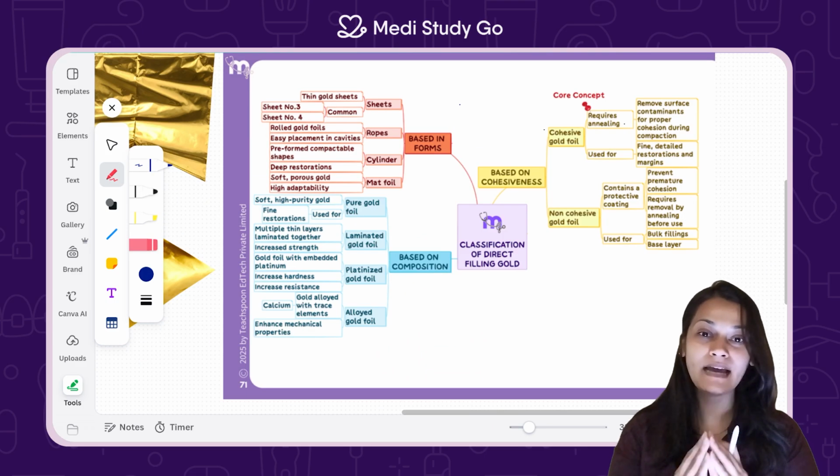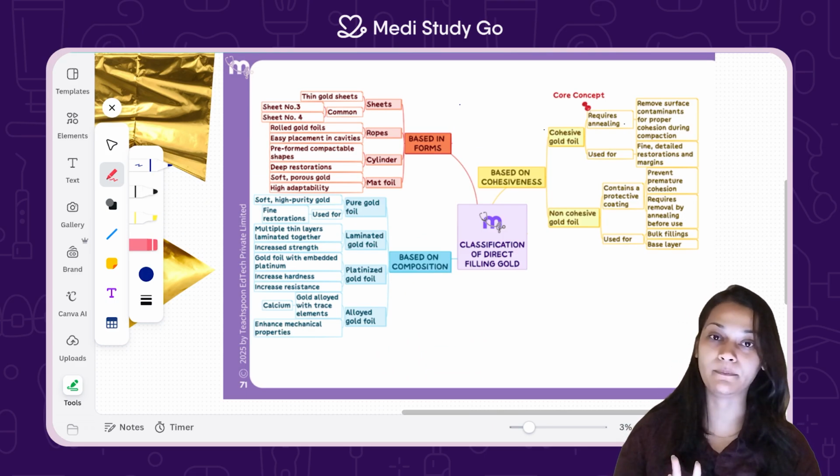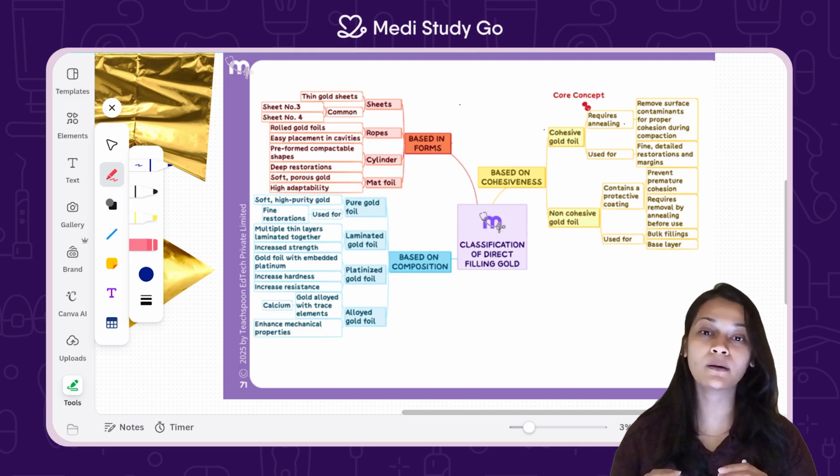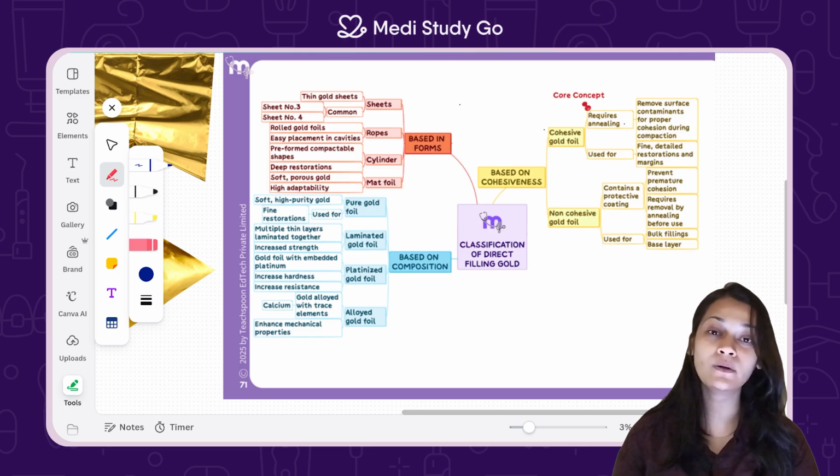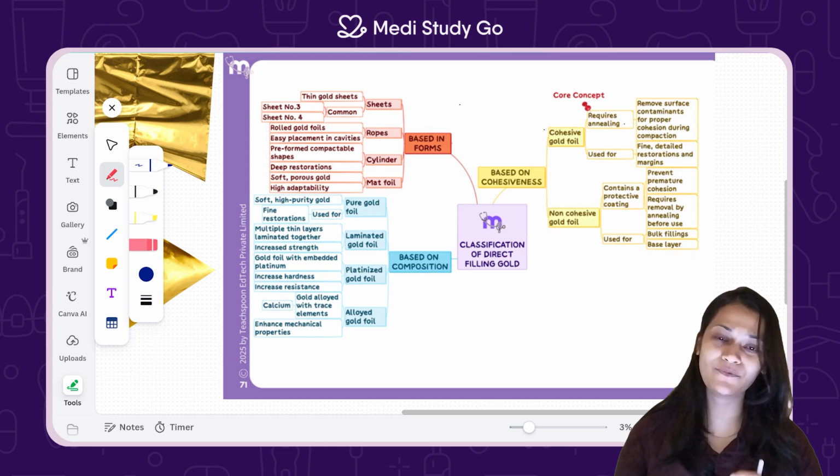So this entire direct filling gold has been divided into three parts. In part 1, we are going to learn about the basics of direct filling gold along with its classification. Part 2 will be manipulation and part 3 will be degassing or annealing. It's a very important step when you have to use your direct filling gold, and you'll learn why.